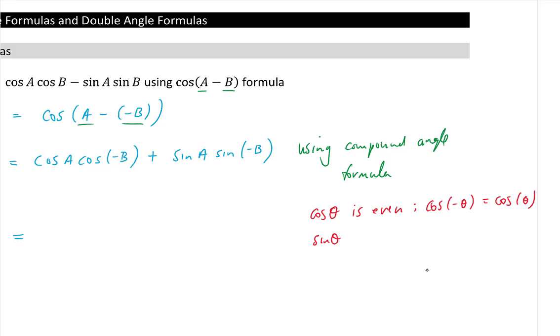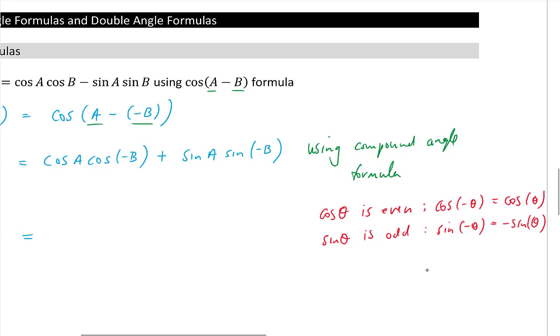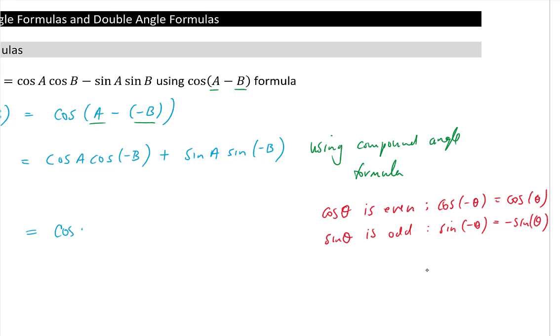And we also know that sine theta is odd. And what that means is that the sine of negative theta is equal to the negative of sine theta. So let's start with the first one. So cosine A times cosine of negative B. Well, since that's an even function, that's the same thing as the cosine of positive B. Okay, so we changed that to the cosine of positive B. Plus the sine of A, and sine of negative B, since it's an odd function, is the same thing as negative sine of positive B.